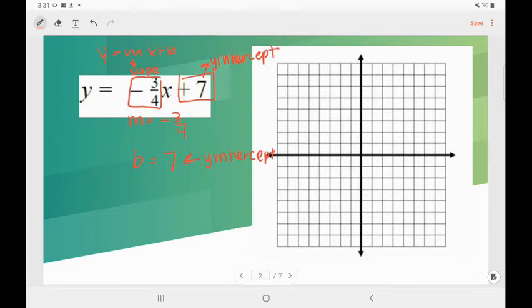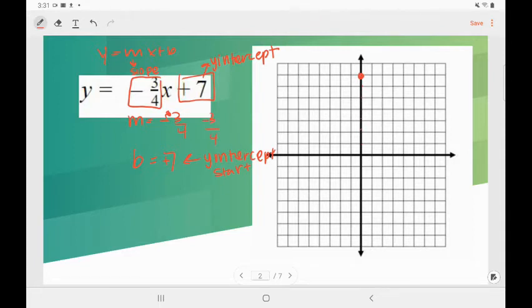Well, in order to graph anything, I first need a starting point, and then I need directions to my second point. So this y-intercept is my start, and I'm going to go up 7 because it is a positive 7. So 1, 2, 3, 4, 5, 6, 7. Plot a point. My slope is negative 3/4. Remember that if I have a negative out front, I'm going to put the negative with the top number. So that would be negative 3 over positive 4.